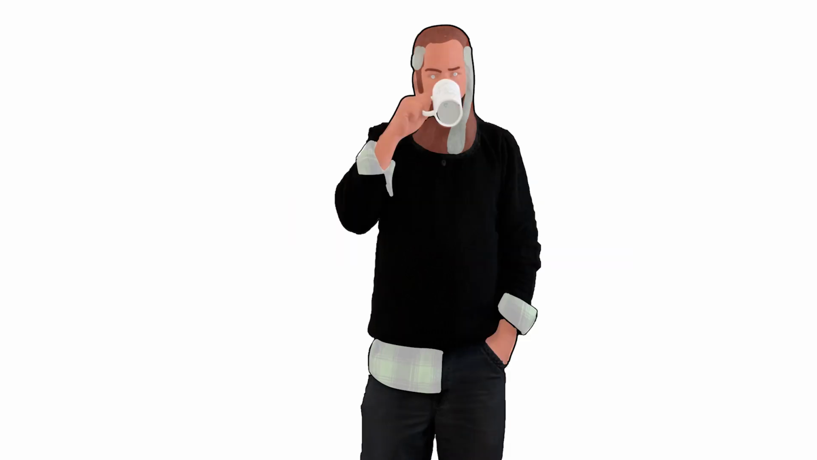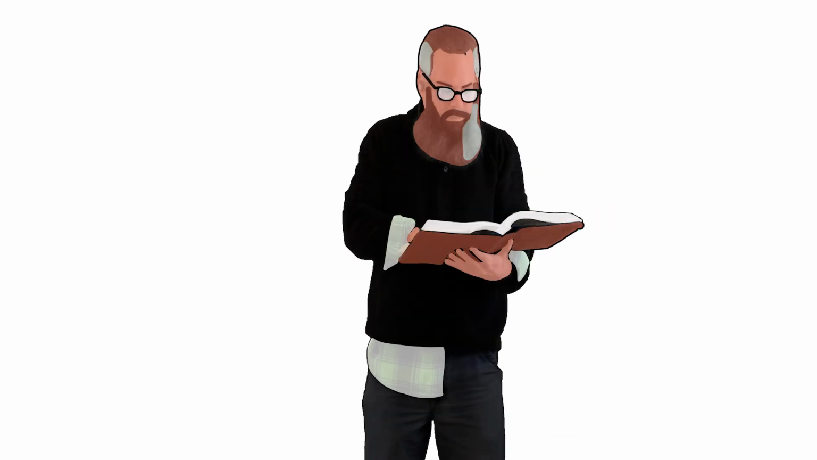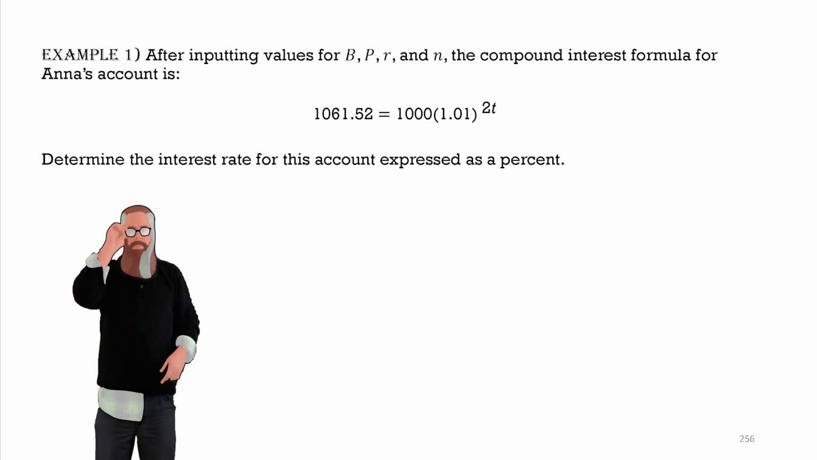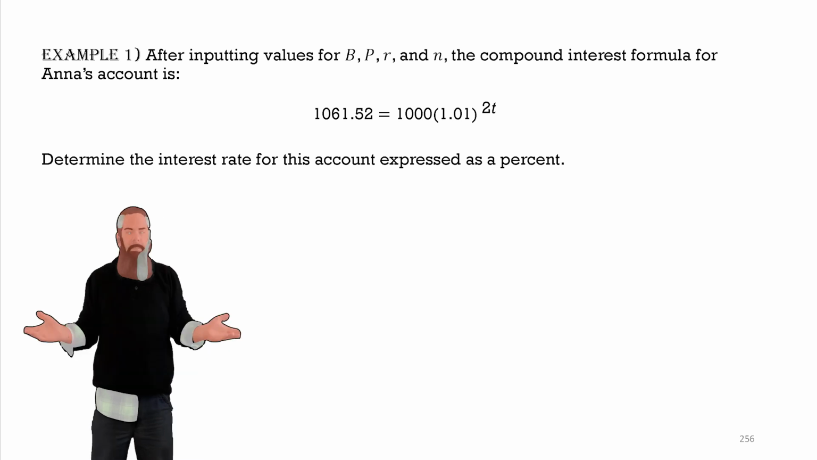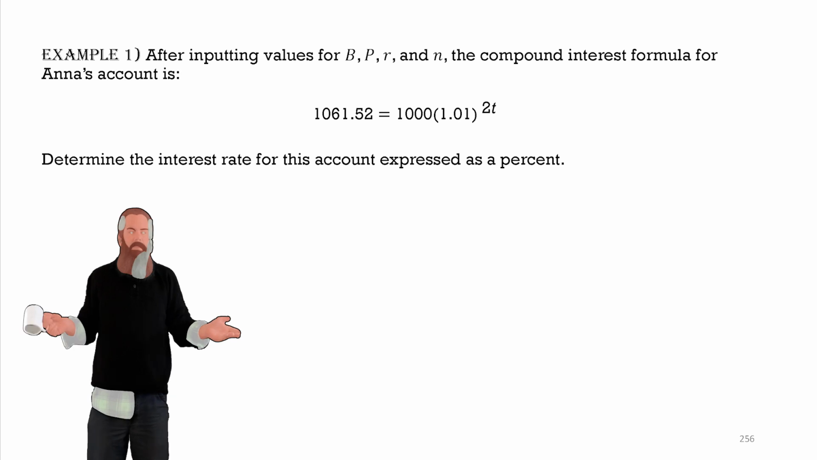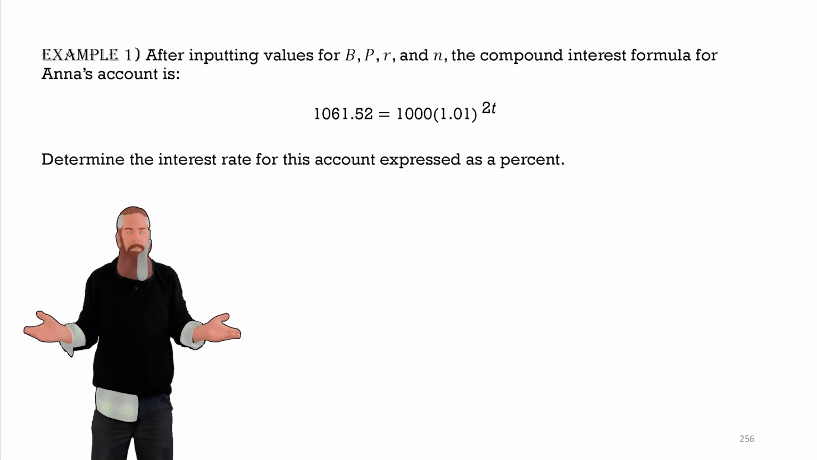The maturity variable t in the compound interest formula can be treated as a dependent variable in situations where the principal, interest rate, account balance, and the number of yearly compounding periods are all independent variables. Here we explore ways to solve for an exponential variable in order to determine the maturity of a specific savings account. After putting in values for B, P, r, and n, the compound interest formula for Anna's account is $1,061.51 is equal to 1,000 times 1.01 to the 2t power.